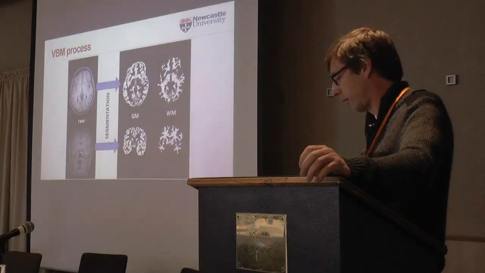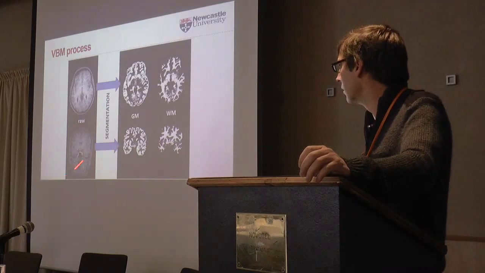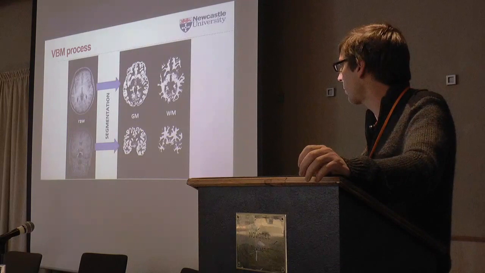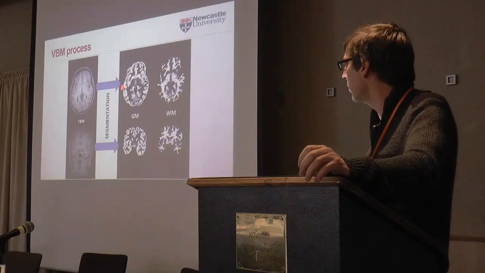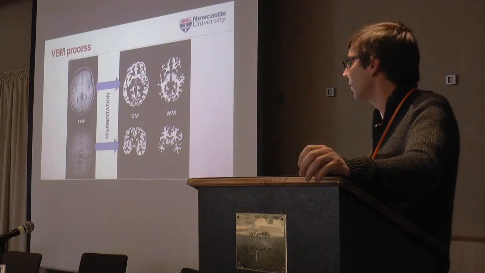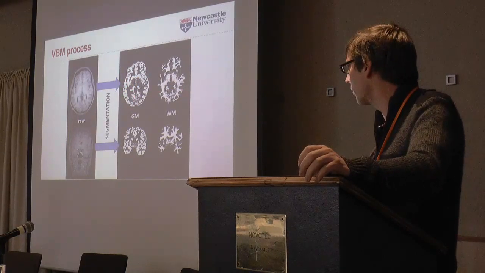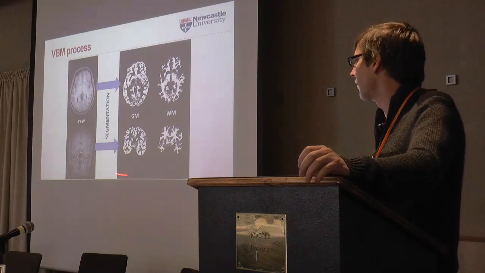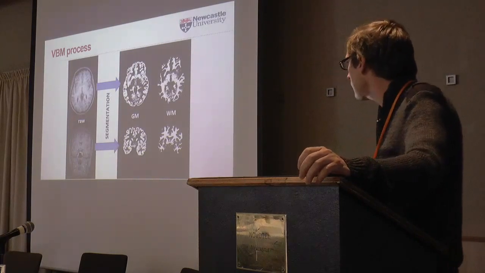So we start out with our anatomical MRI scans that look something like this. And the first step is called segmentation, where we basically segment the images into areas that we believe are gray matter and areas that we believe are white matter. And we can do this for cerebrospinal fluid and other tissue types as well. And obviously, it's software that does that for us.